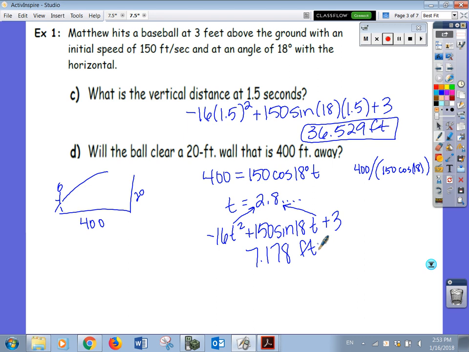So, does the ball clear the wall? No, because it's only 7 feet high. After 2.8 seconds, it's only 7 feet high. So the answer would be no.